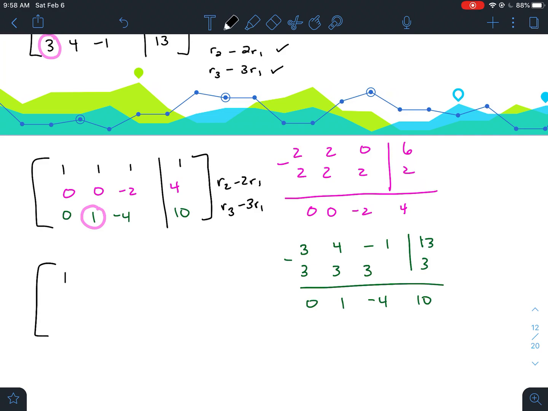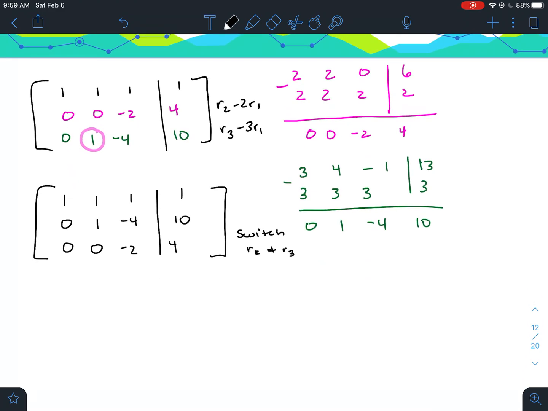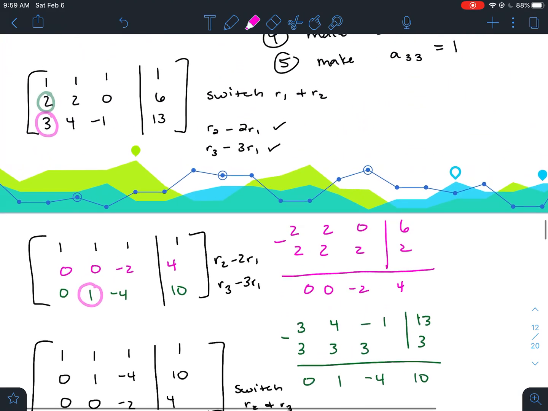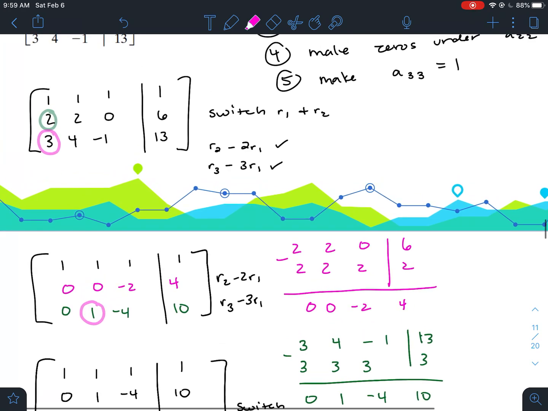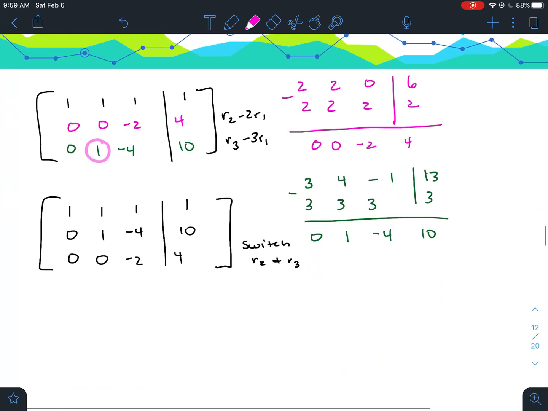So my first row is going to stay 1, 1, 1, and 1. My second row, I'm going to switch row 3 with row 2. So I get 0, 1, negative 4, and 10. And then I'm going to make row 3, 0, 0, negative 2, and 4. So I switched row 2 and row 3. Now notice, because I already have a 0 underneath, I'm good. I need to make the last entry in row 3, entry A33, a 1.